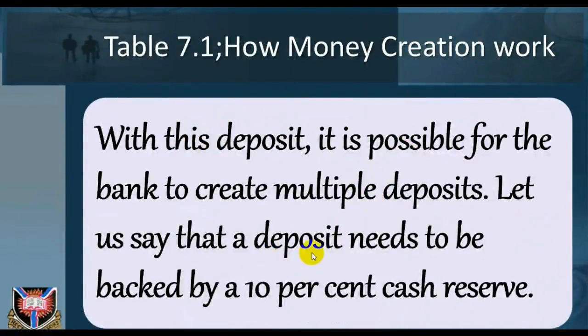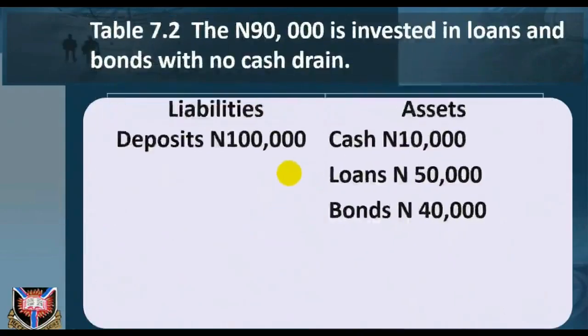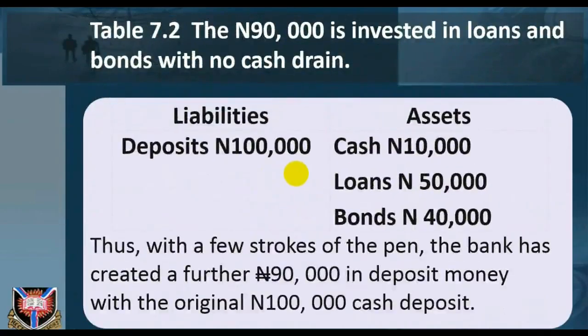Let us say that a deposit needs to be backed by a 10% cash reserve. It is then possible for the monopoly bank to create further deposit of 90,000 naira. Assume by way of example that the bank loans 50,000 to a customer and buys 40,000 naira worth of bonds in the open market. This transaction will appear in the bank's books once the borrower has written checks on the loanable amount.